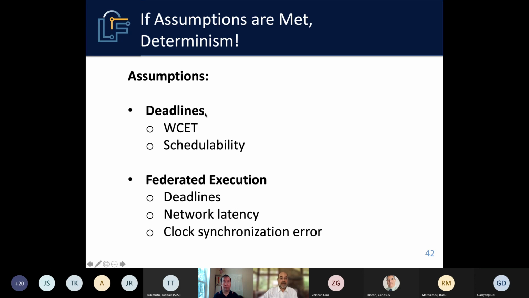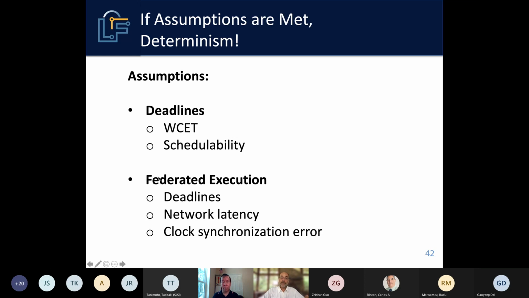If deadlines are met, then a non-distributed Lingua Franca program will always be deterministic. Okay, if the deadlines are met, it will be deterministic. Even a multi-threaded execution of it will be deterministic. You can ensure that deadlines are met using worst case execution time analysis and doing schedulability analysis on the system.